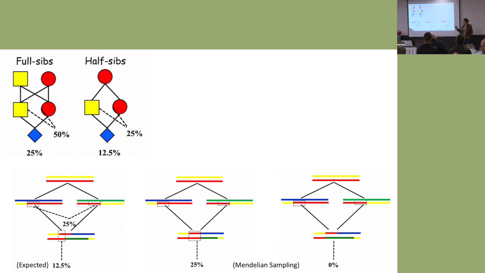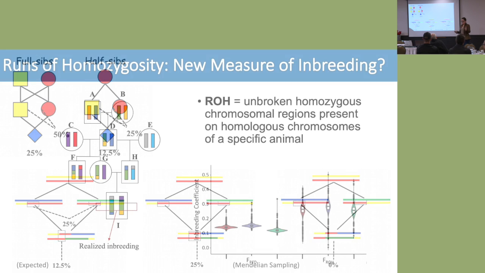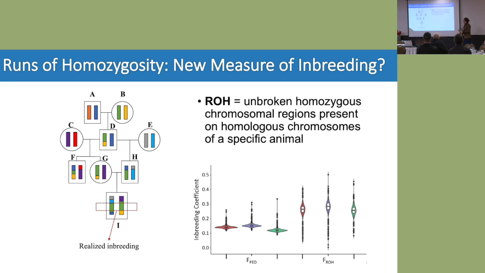So really, these half-sibs are not all 12.5% related. Most of them are, but you can vary all the way from 25% to 0%. And that information you can only get from looking at the DNA exclusively.